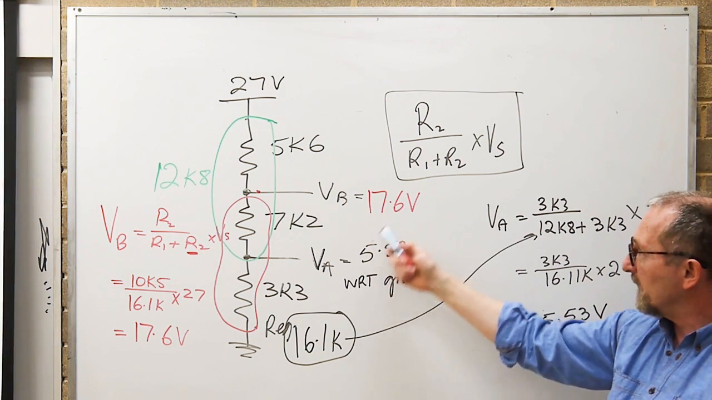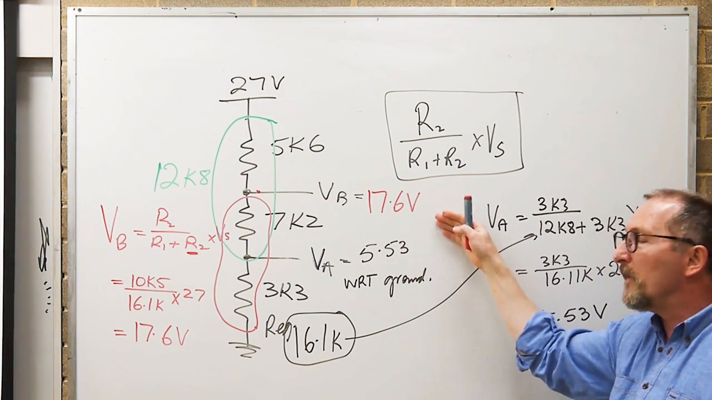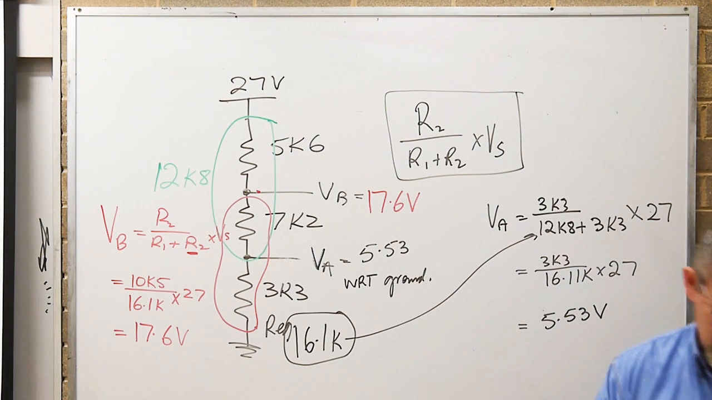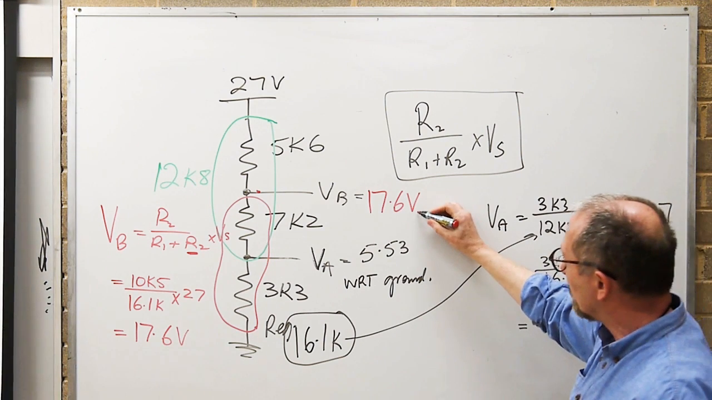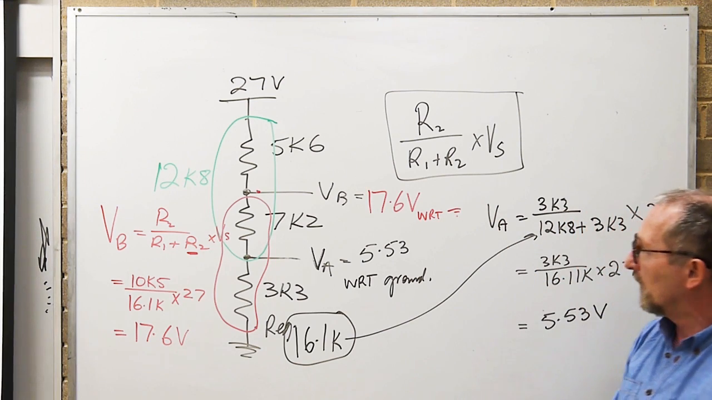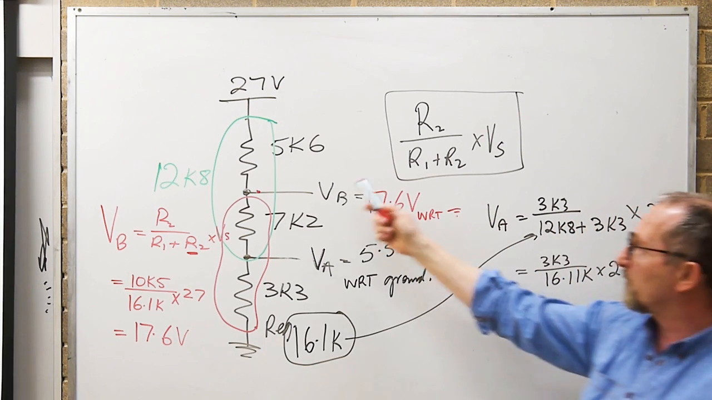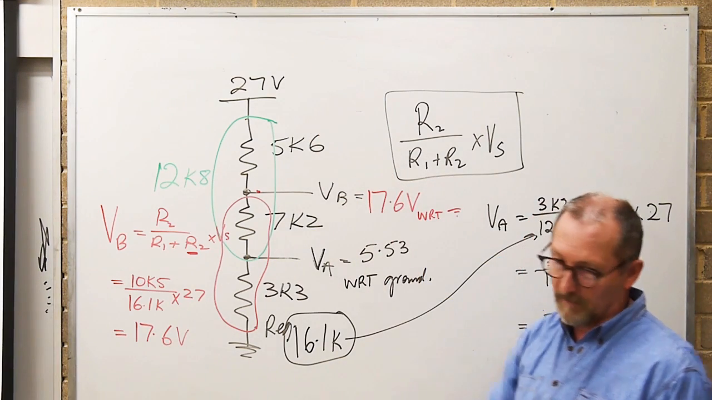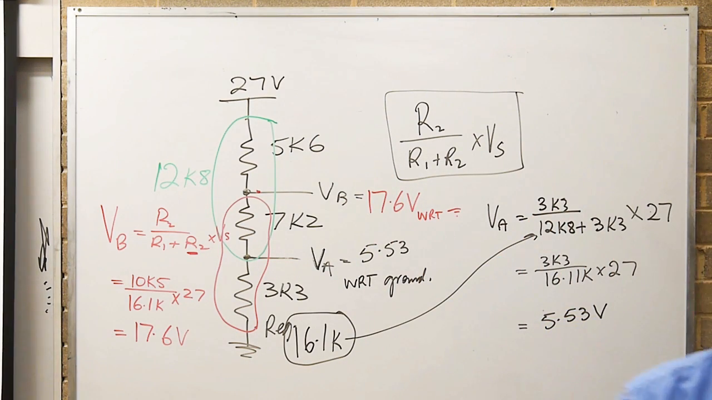0.53 volts for VA, 17.6 volts with respect to ground, as Lachlan said, that should really be with respect to ground. Of course, with respect to the rail voltage, it's different again. Any comments about that question, other than the ones that we've already had?